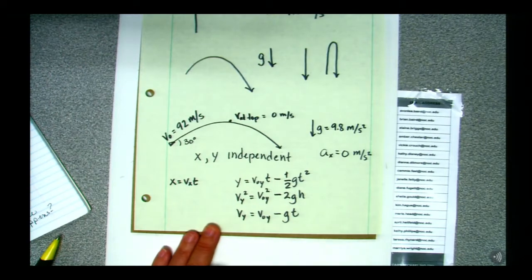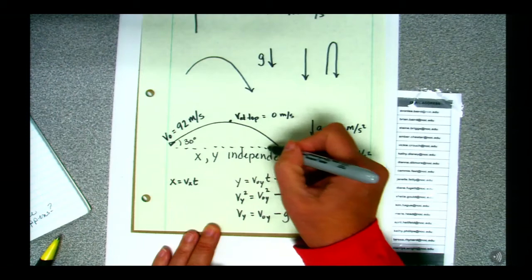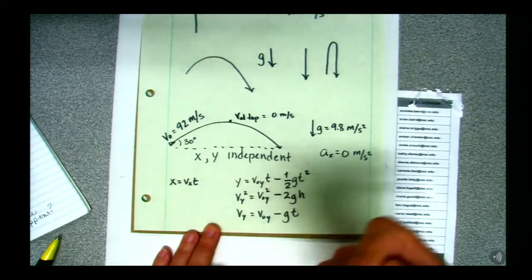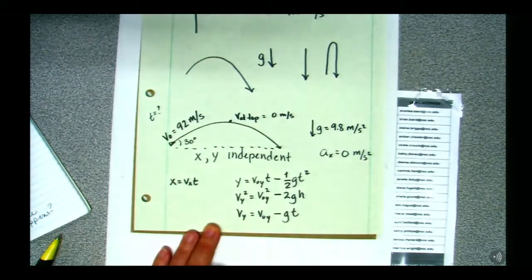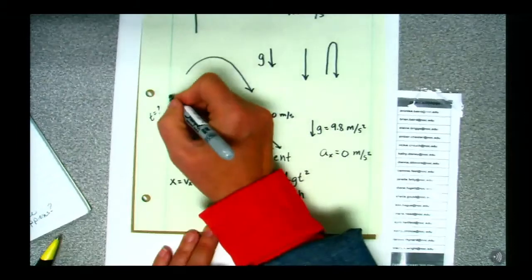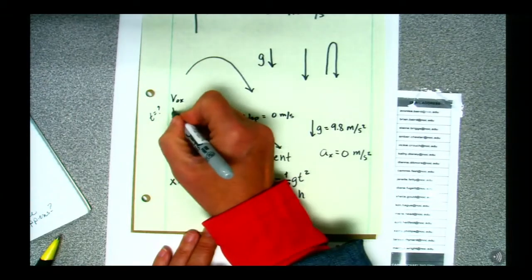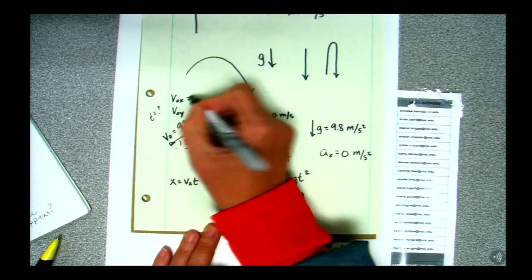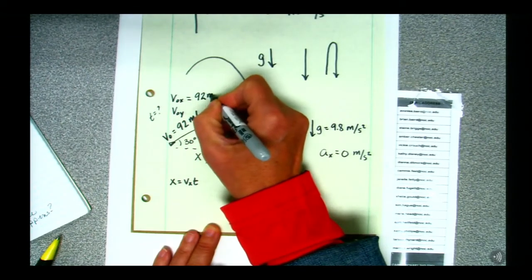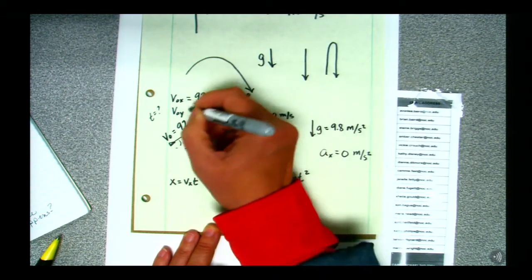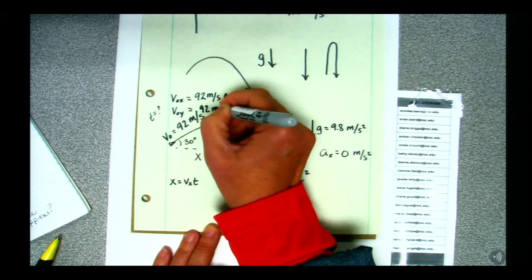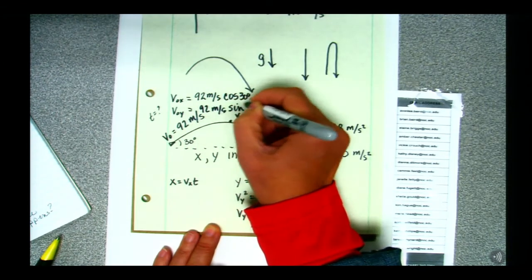So, other things I might ask you on an exam are, how far downfield did it go? Well, the thing I need to know in order to figure out how far downfield it went is I need to know time. So that's one issue I might have to calculate. I'll need to know the velocity in the x direction. I'll need to know the velocity in the y direction. My velocity in the x direction is going to be my 92 meters per second times the cosine of 30 degrees. And in the y direction, it's going to be 92 meters per second sine 30 degrees.